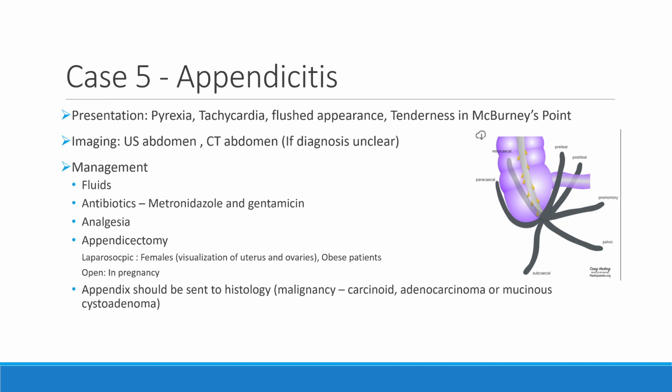It's very useful in females for visualization of the uterus and ovaries, and is also favored in obese patients. Open appendicectomies tend to be done in pregnancy. Appendix should be sent to histology once it's been resected. It's just to exclude malignancies such as carcinoid, adenocarcinoma or mucinous cystadenoma. The image just shows that the position of the appendix can change.